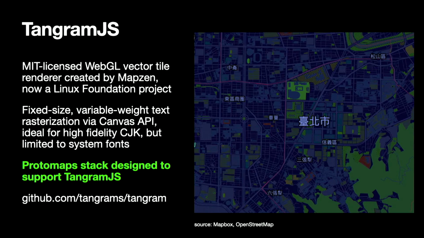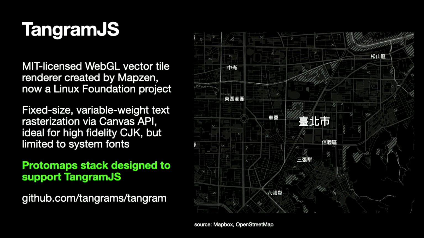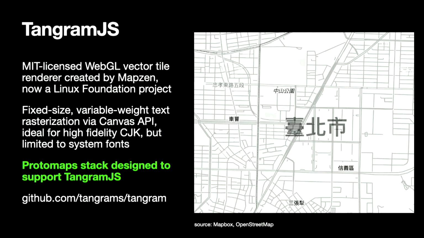And this is one of the features of this new Protomaps stack I'm designing, that it supports Tangram.js. You can find the source code. It's all open source on GitHub. So you can see on the right different map styles rendered with Tangram. You can blow up the label quite big, and it still looks sharp.